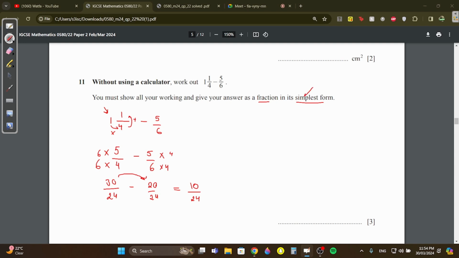Now they did say simplest form, so you can't keep this as 10 over 24. So we can divide by 2 up and down because they have 2 in common. And you're going to get 5 over 6. That's your answer, 5 over 6. I mean 5 over 12. Not 5 over 6. My fault, gang. 5 over 12. 24 divided by 2 is 12, not 6.